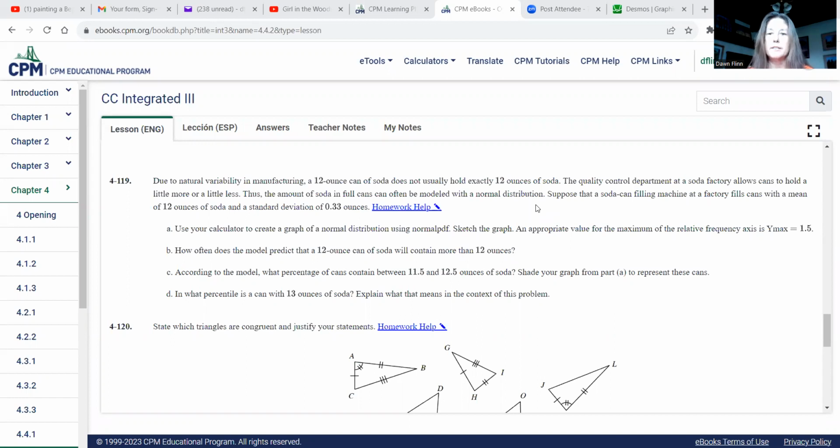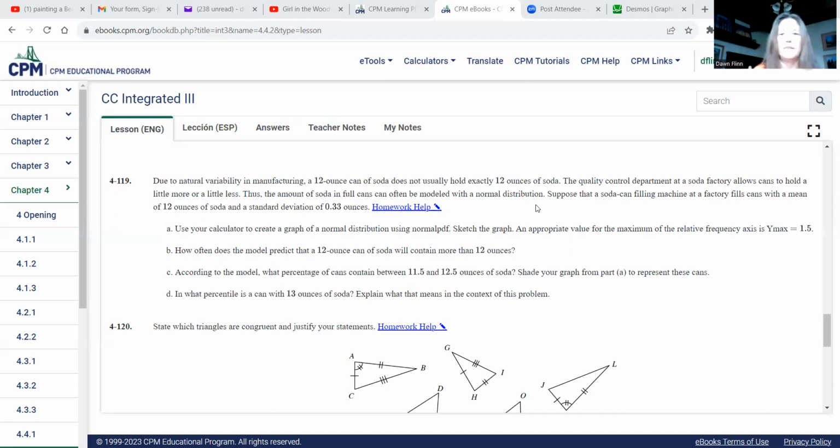Suppose that a soda can filling machine at a factory fills cans with a mean of 12 ounces of soda and a standard deviation of 0.33 ounces. Letter A, use your calculator to create a graph of a normal distribution using normal PDF. Sketch the graph. An appropriate value for the maximum of the relative frequency axis is y max equals 1.5. So that part is the part that might have confused you. We're just going to use Desmos.